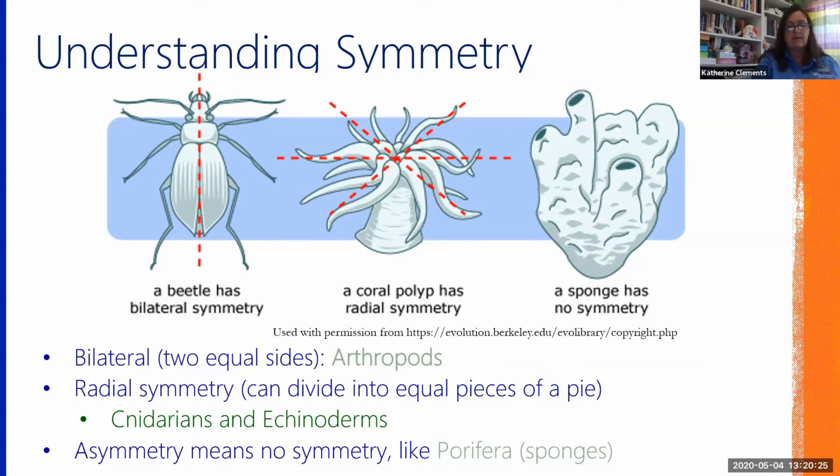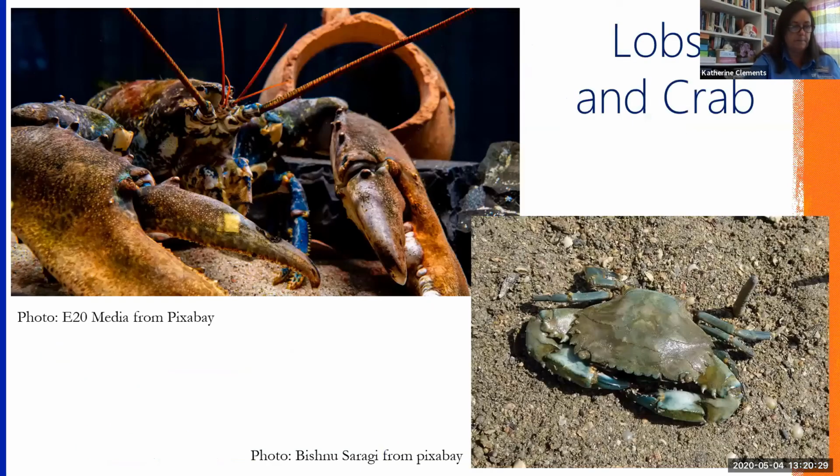All right, now we're going to see some cool pictures and we're going to try to figure out what these things are. On this slide, we have a lobster and a crab. They belong to the same group or phylum. So let's try to figure out together which phylum these two organisms belong to by observing their characteristics.